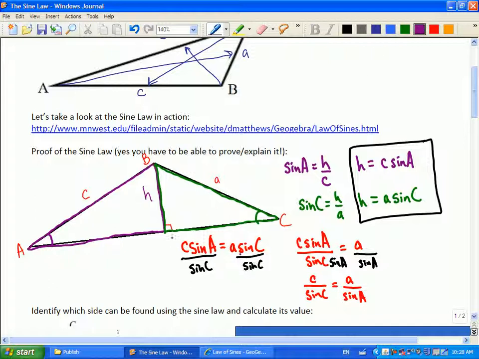This is the height here in purple, which corresponded to this one. I'm just trying to show you where it came from. And then this is the height that came from here. So that's how I know that they're equal, because they refer to the same height. All right, so let me just show you one more time then.